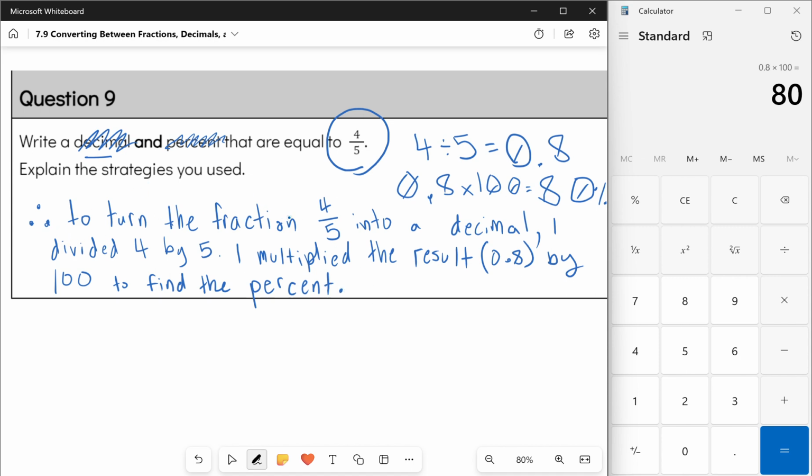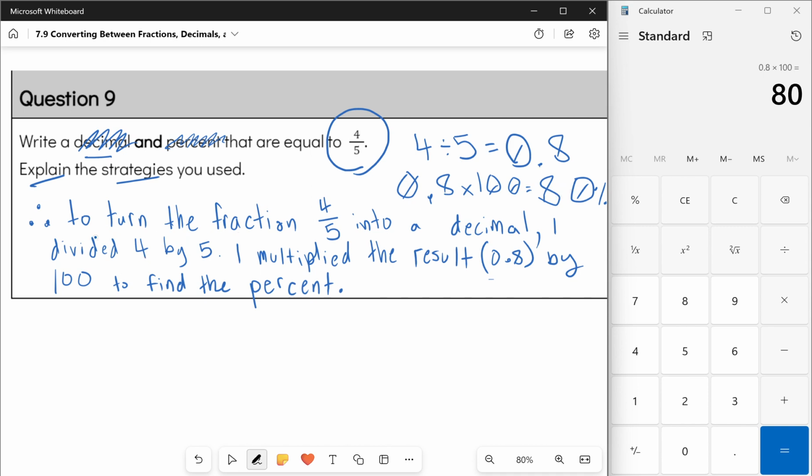Therefore, to turn the fraction 4/5 into a decimal, I divided 4 by 5. I divided my top number by my bottom number. I multiplied the result, 0.8, by 100 to find the percent. So this might sound a little verbose, this might sound a little bit wordy, but the question does ask us to explain the strategies that we used to find the decimal and the percent.